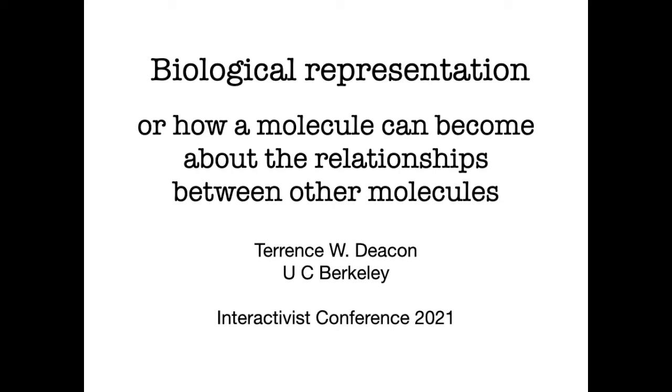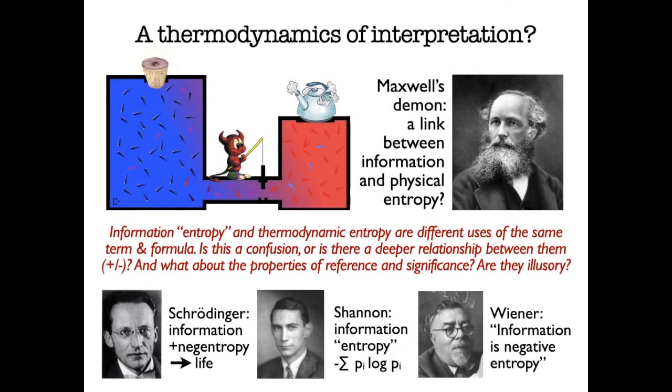Today, I want to address the problem of biological representation, or how a molecule can become about the relationships between other molecules. To do this requires that we revisit the long history of the relationship between thermodynamics and information that begins with Maxwell's demon and became complicated with the introduction of Claude Shannon's appropriation of the concept of entropy as information. But information entropy and thermodynamic entropy are different uses of the same term and formula. Is this a confusion, or is there a deeper relationship between them?